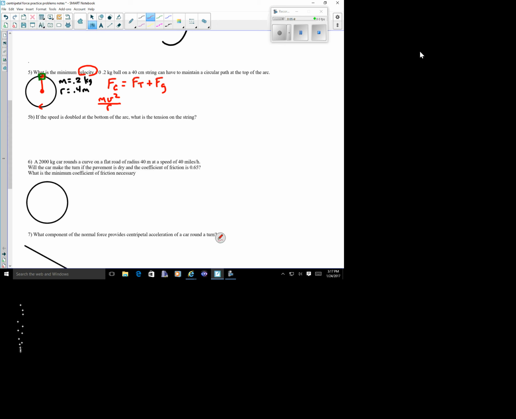The tension, like I just said, if it's going around as slow as it possibly can up here, that means the tension would be 0 at the very, very top. And the force of gravity, like we did last chapter, was m times g. What's sort of sweet about this is that your m's cancel out.